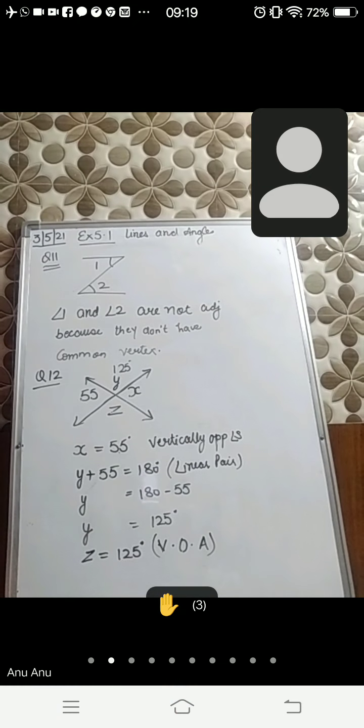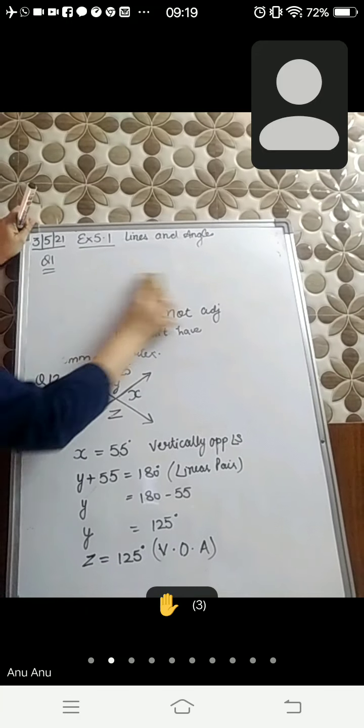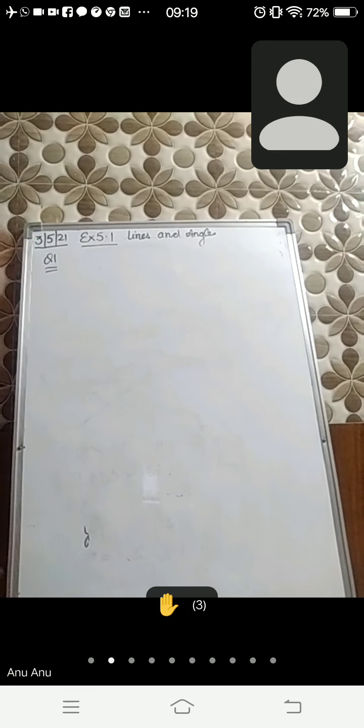Okay, let's start with the second part of this question number 12. This was the first part, and let's start with the second part. In the second part, a figure is given. You have to find out the missing angles.